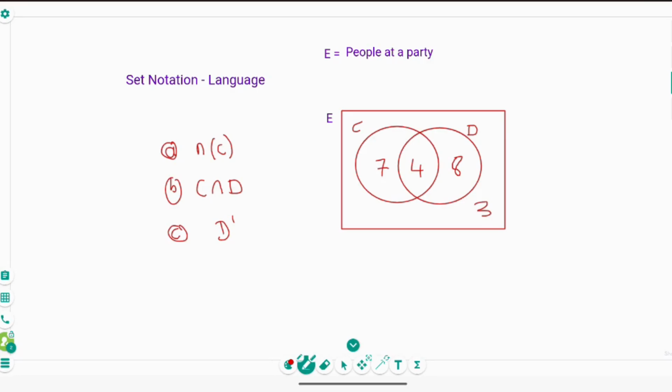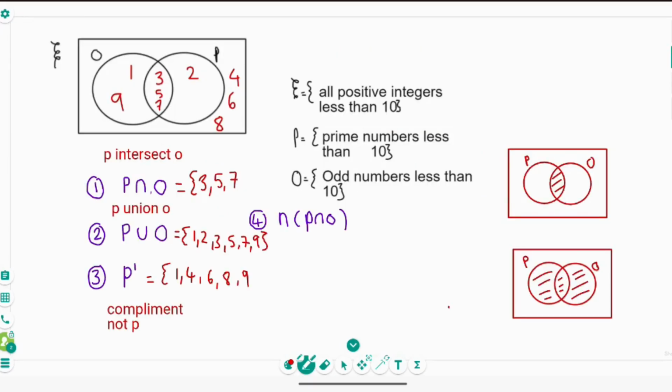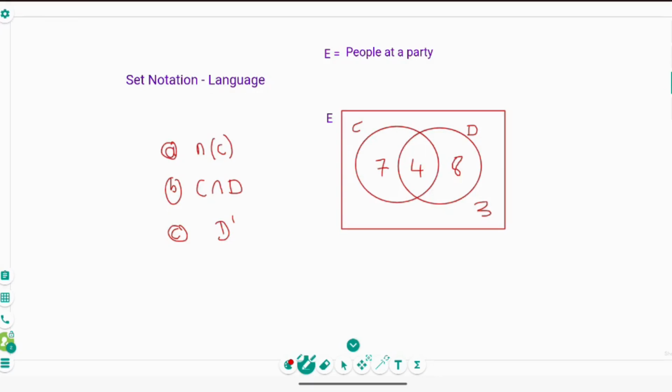So in this question here, it's slightly different because this time each number represents an amount. So in this example, it's an amount of people. In the last example, because the universal set was all positive integers less than 10, number 9 represented the number 9, not 9 people. So in this example, can you see it's a little bit different? Because E, our universal set, is people at a party. So I think as well, you might want some more information here.